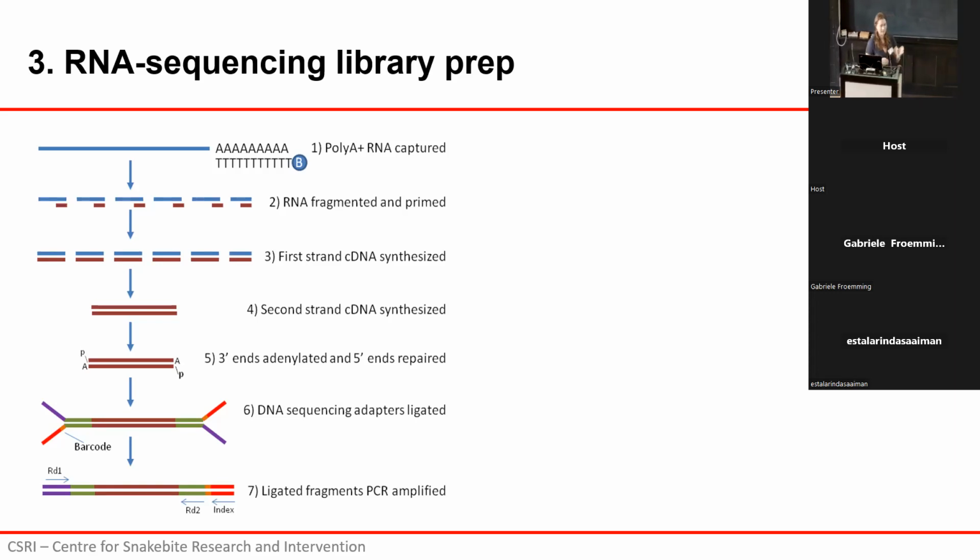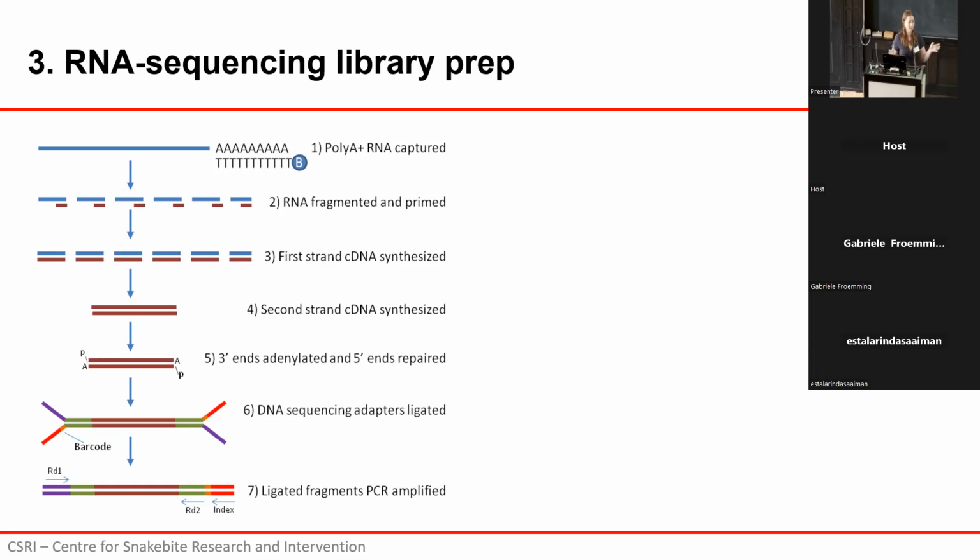So what happens is, with your library prep, these adapter sequences are complementary to those that are on the flow cell, and this allows it to attach to the flow cell and the sequencing by synthesis to proceed. And so as part of the library prep process, we attach these adapter sequences. And also at this process, you can attach barcodes as well.